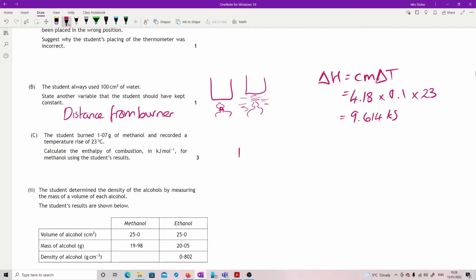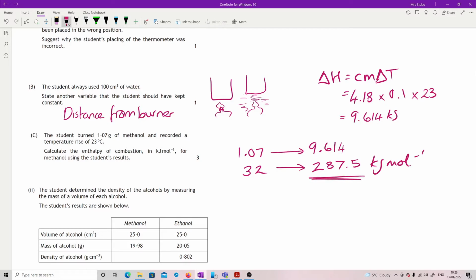So that was how much we got from 1.07 grams. 1.07 grams gave me 9.614. So then I need a mole. I need 32 grams. So 32 divided by 1.07 times by 9.614 gives me 287.5 kilojoules per mole. There's your answer. Okay, so for 3 marks, it could look quite small if you've done it by proportion working your way through.